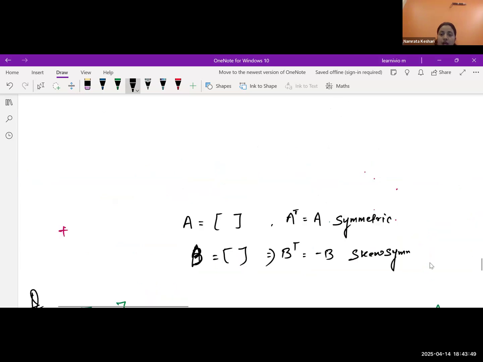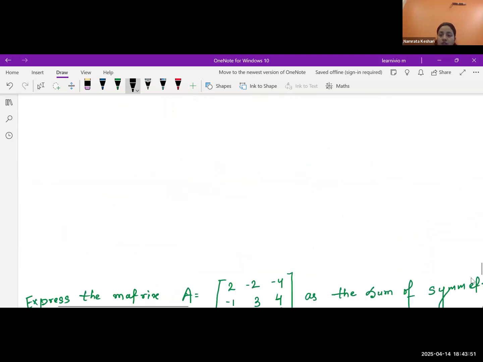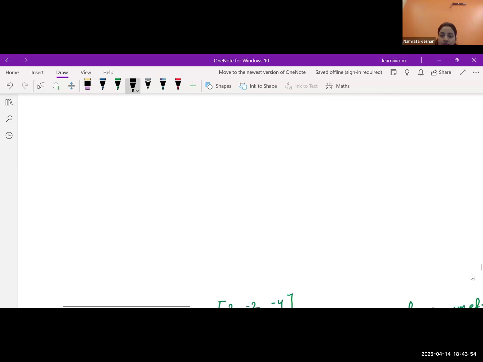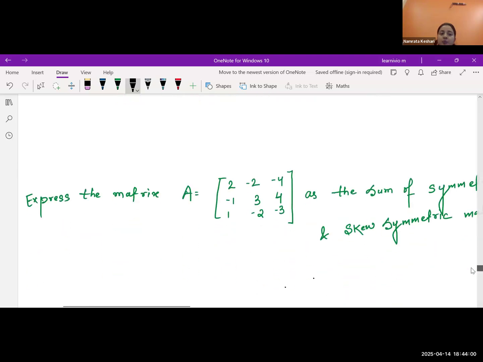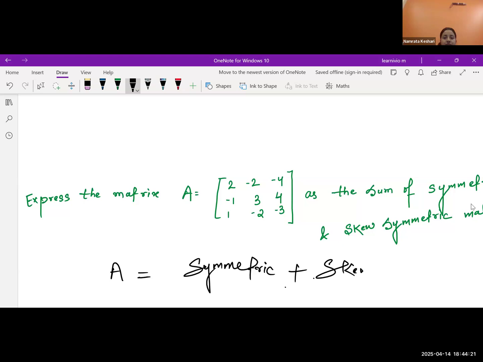Now this question is saying: express the matrix A as a sum of a symmetric and a skew symmetric matrix. Express this A as a sum of a symmetric and a skew symmetric matrix. So these two matrices, the symmetric one and the skew symmetric one, do they have to be the same matrix?